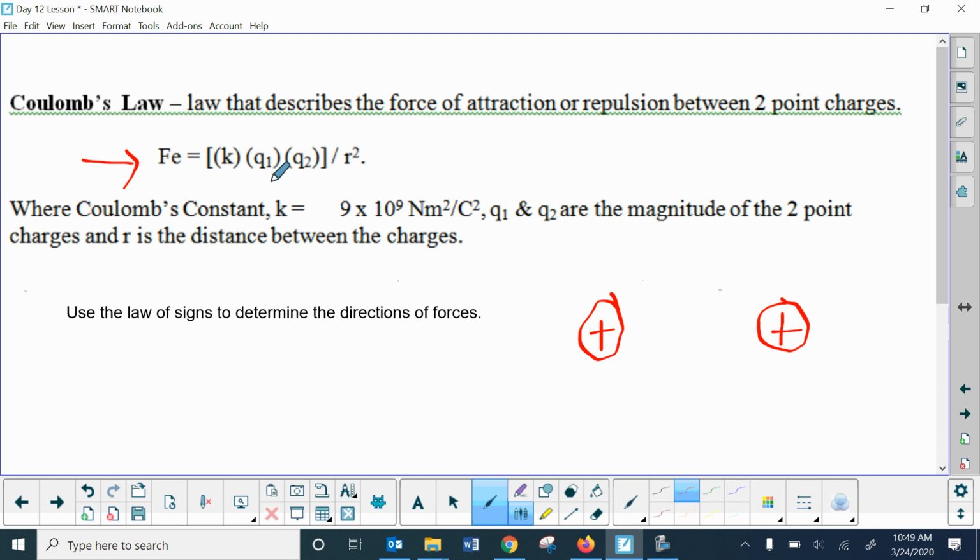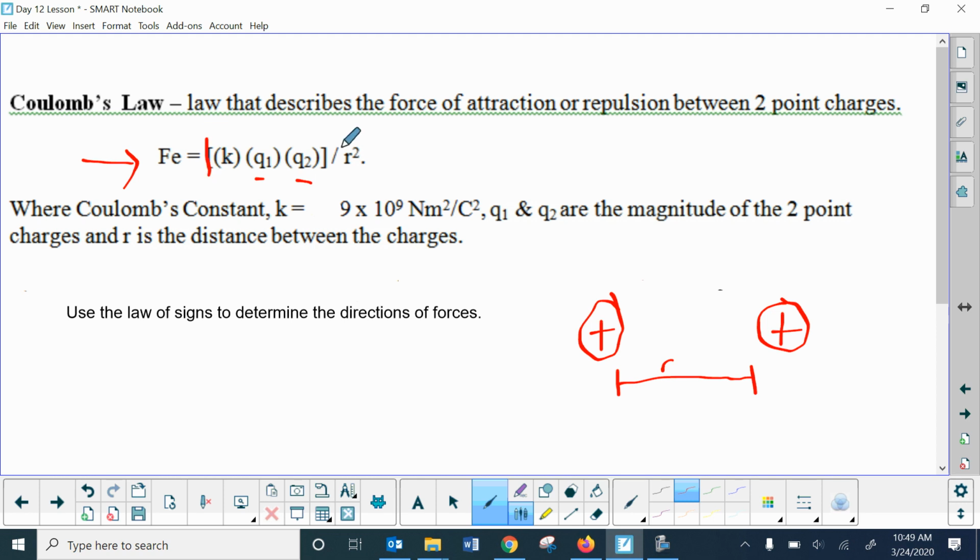So those are your charges. That's Q, so Q1, Q2. It doesn't matter which one you call which. How far apart they are, that separation, is your R value. That's supposed to be an R. And K is just Coulomb's constant, which is 9 times 10 to the 9th. Q1 and Q2 are the amount of charge, and R is the distance between them.